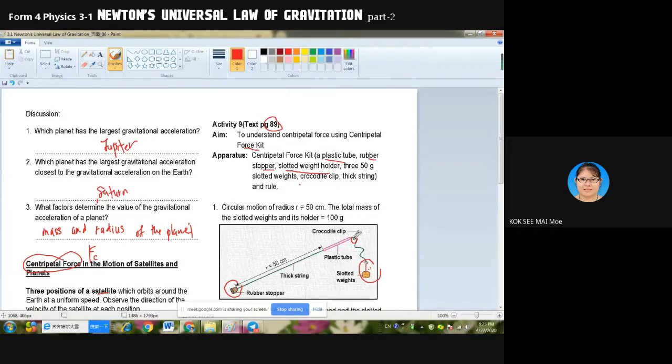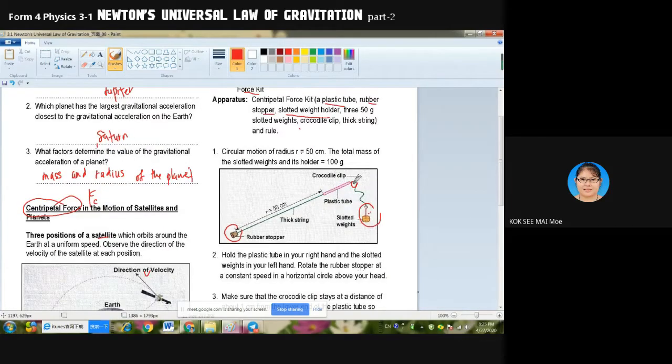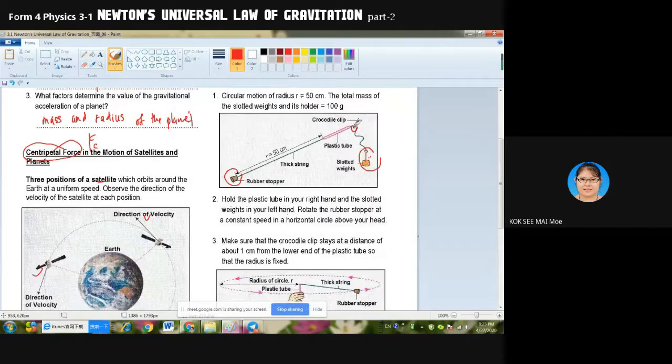Okay, for the radius of the motion, you set the string at 50 cm. After that, the total mass you put is 100 gram. You don't need to put 100 gram every time; just change the mass of the slotted weight every time. Later we need to see what happens to the string when the mass increases. So they say hold the plastic tube in your right hand. When you hold it, don't let the string come down. Hold the slotted weight with your left hand, and don't let it come down first.